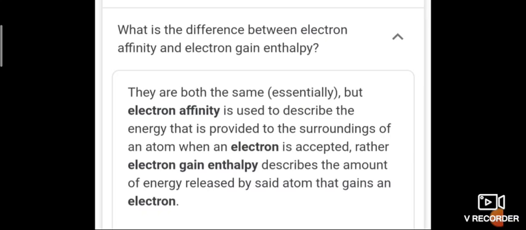What do you mean by electron gain enthalpy? Electron gain enthalpy always has a negative sign, so the electron gain enthalpy is equal to minus 8 electron volt. So delta EGH, that is electron gain enthalpy, is equal to minus electron affinity.